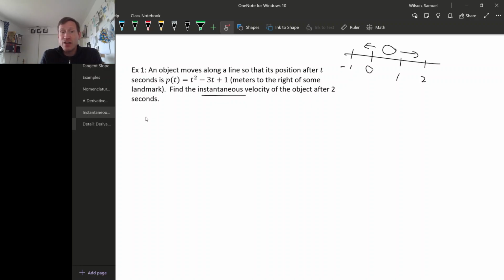Well, instantaneous velocity is just the limit as our change in time goes to 0 of the change in position over the change in time. Right? This is how we interpreted the idea of instantaneous velocity. But this is exactly the derivative of our position function. So we want the derivative after 2 seconds. So we want p prime of 2. So you can see that because we wanted an instantaneous rate of change, we end up calculating a derivative.